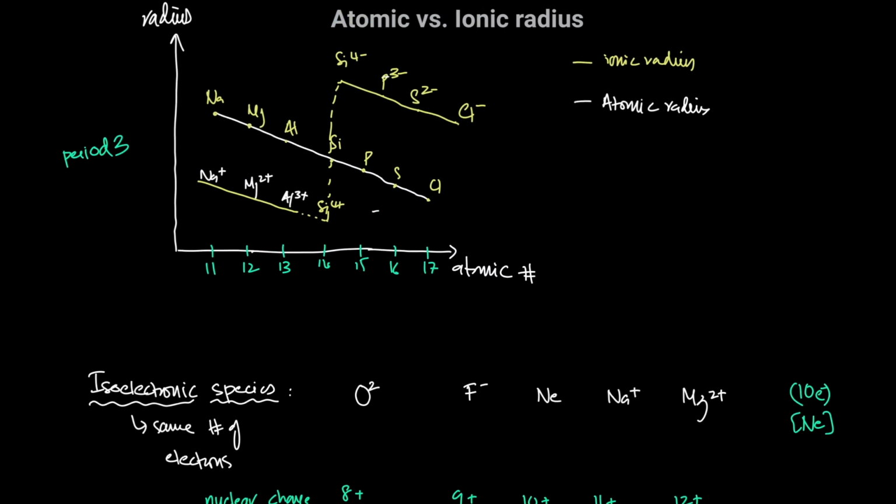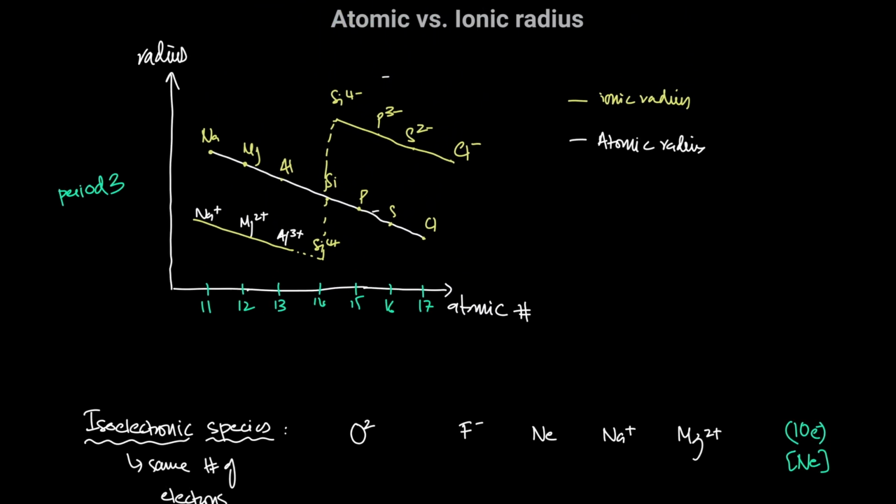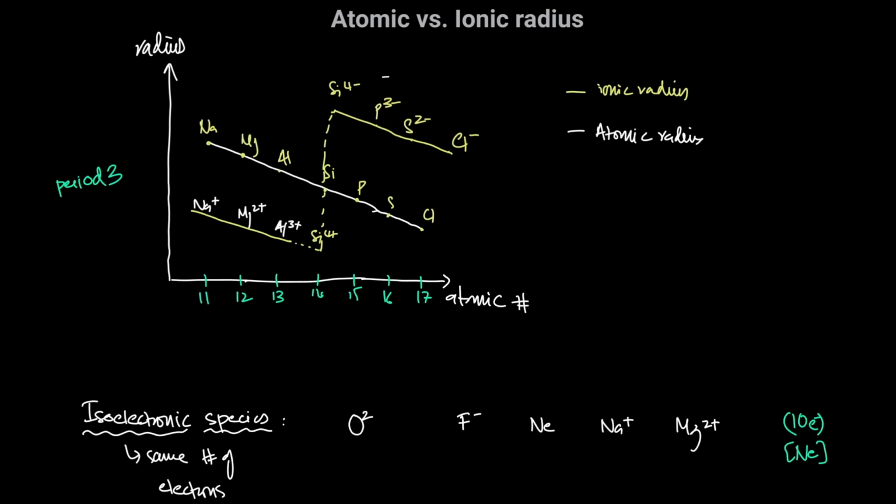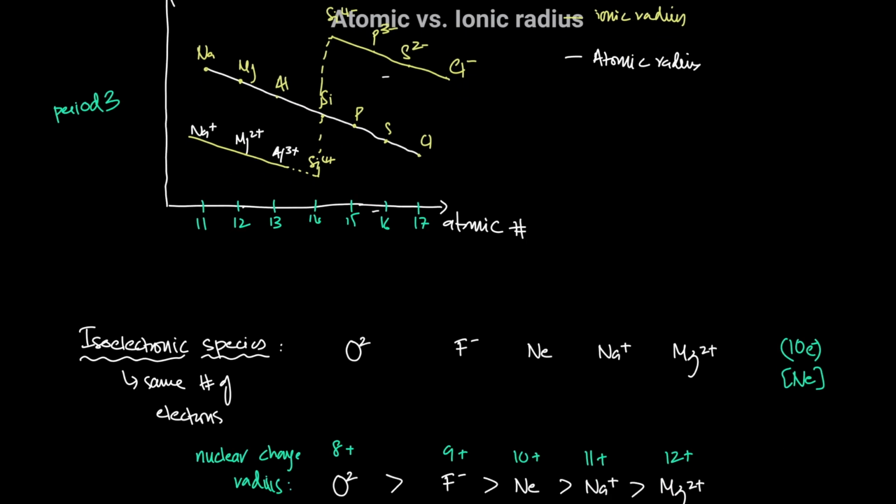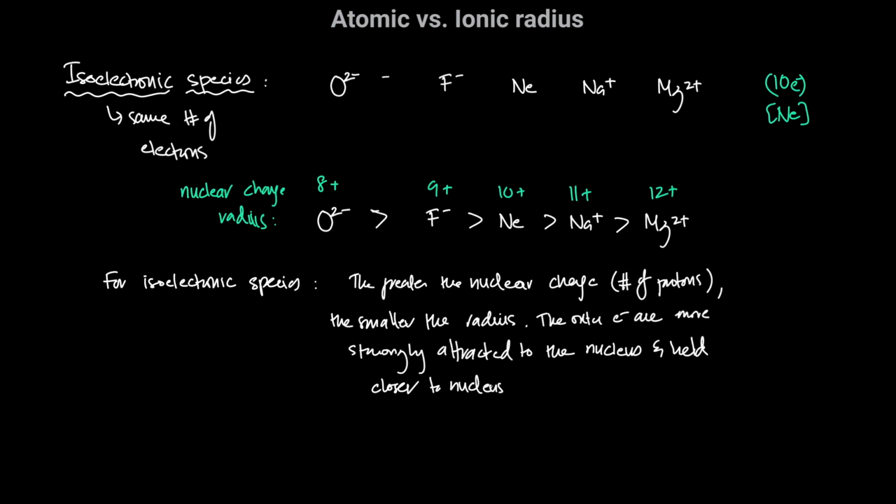So what we saw in this trend for the atoms versus the ions is that sodium, magnesium, and aluminum were all isoelectronic. The species with the greater nuclear charge would have a smaller radius. All of these had 10 electrons. Similarly, these species were all isoelectronic. They all had 18 electrons, the same configuration as argon. The one with the greater nuclear charge will have the smaller radius. So whenever you have isoelectronic species, the nuclear charge is the only factor that affects the radius.